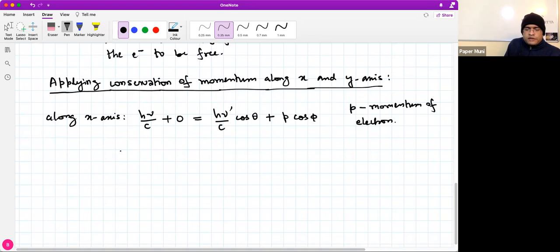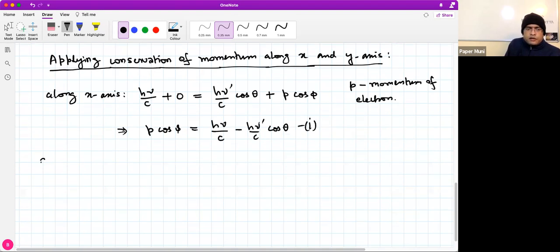Now, if you rearrange this, you'll get p cos phi is equal to h nu by c minus h nu dash by c cos theta. So this is, say, equation one.